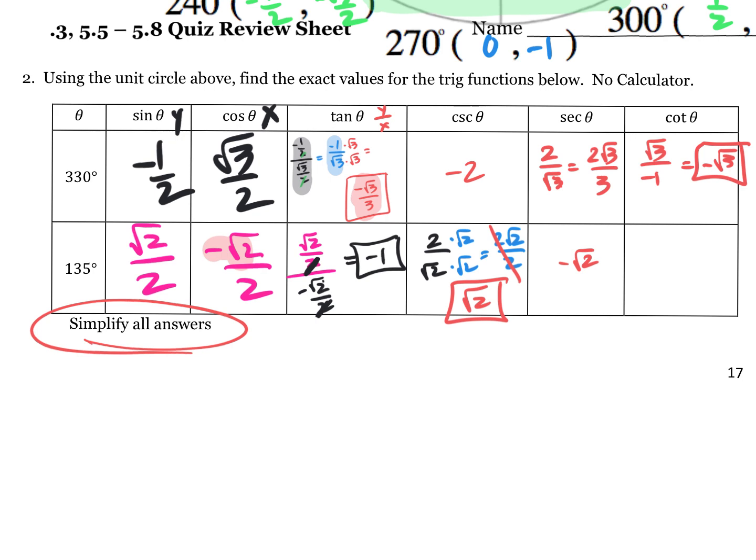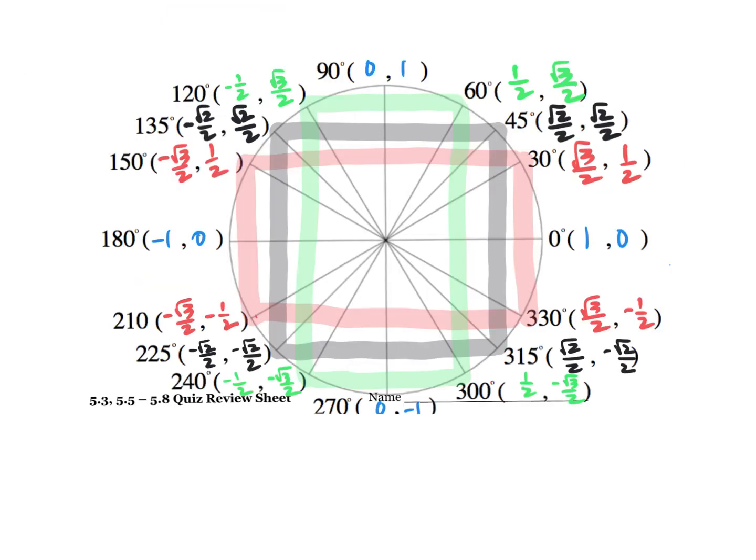Okay, how about this last one? Cotangent. We got to take the reciprocal of this. Wouldn't this just be a -1 over 1? When I flip it, it'd be a 1 over a -1. 1 divided by -1, any number over itself is just 1. Keep it negative.